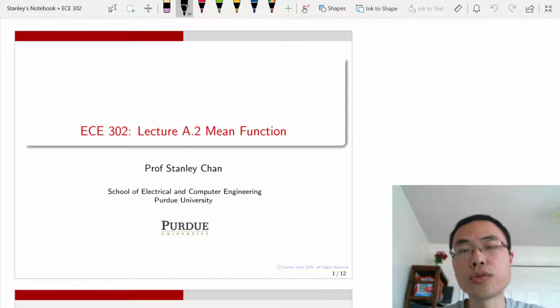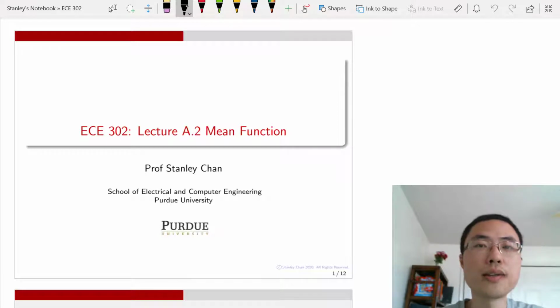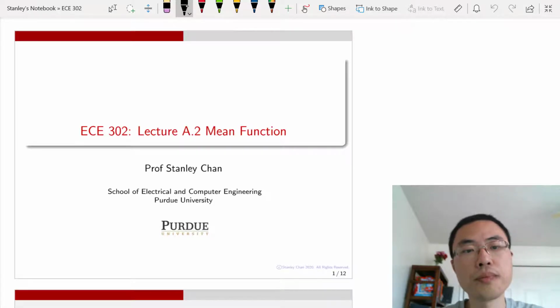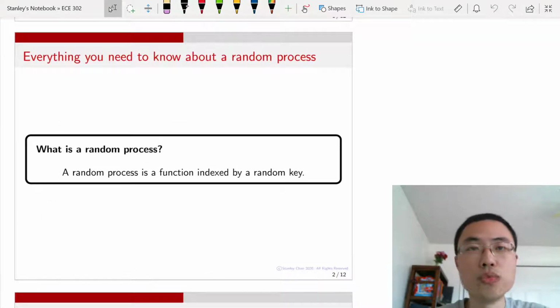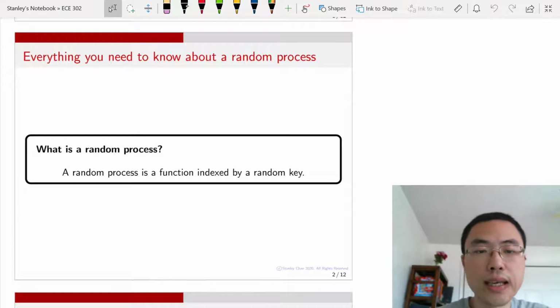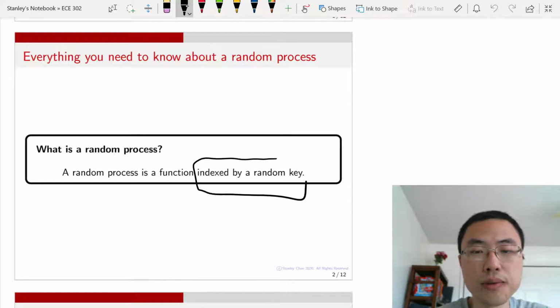In the previous lecture, we introduced the basic ideas of random processes. We talked about the statistical average, and we also talked about the temporal average. A very important idea to remember as we navigate through this chapter is to know what a random process is. A random process is really a function indexed by a random key.